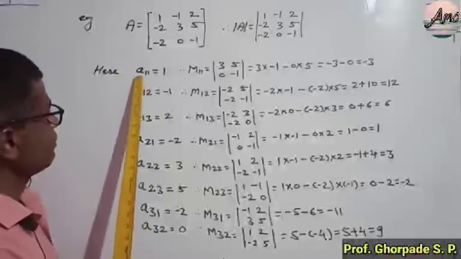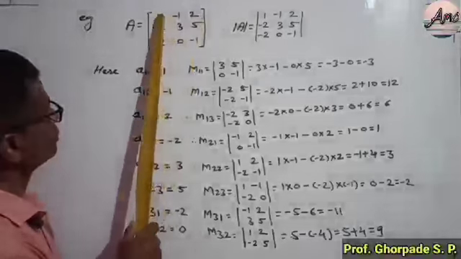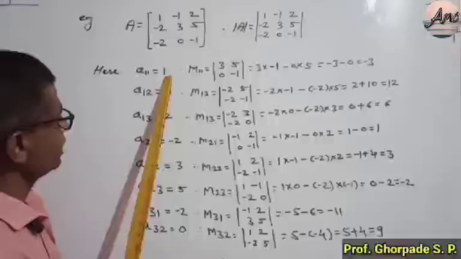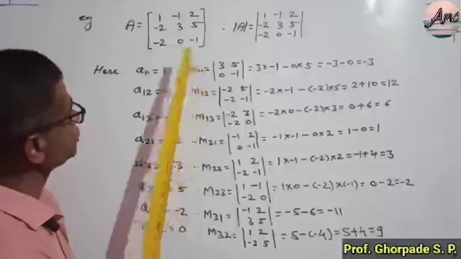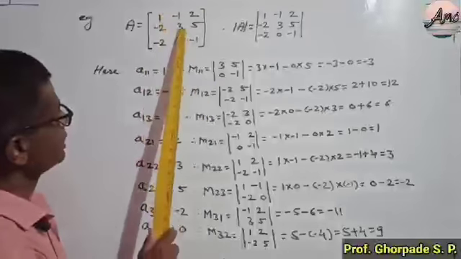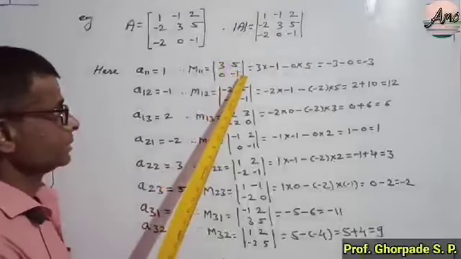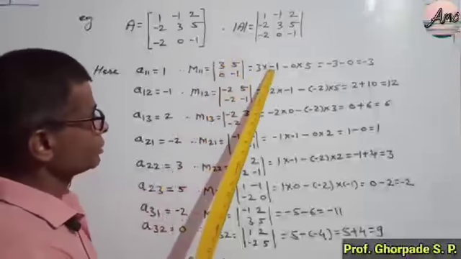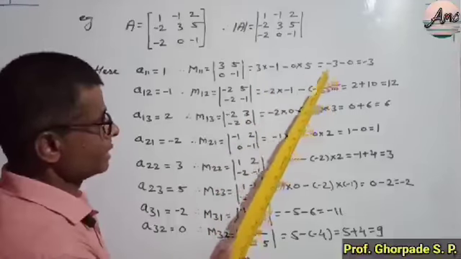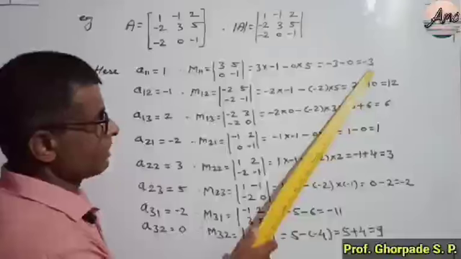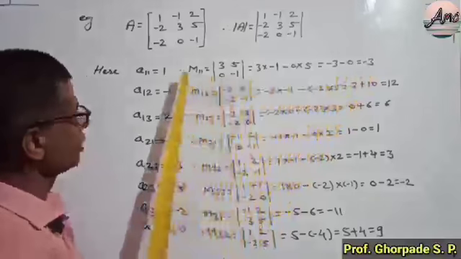So here A11 is the element present in first row, first column. So first row, first column is 1 here. So here A11 is 1. Its minor is denoted by M11, which is obtained by deleting the first row, first column. If we delete first row, first column, what will we get? 3, 5, 0, minus 1. You will get the second order determinant. Then its value is given by 3 into minus 1 minus 0 into 5. That is 3 into minus 1 is minus 3, minus 0 into 5 is 0. So minus 3 minus 0 is minus 3. So this minus 3 is the minor of this 1.